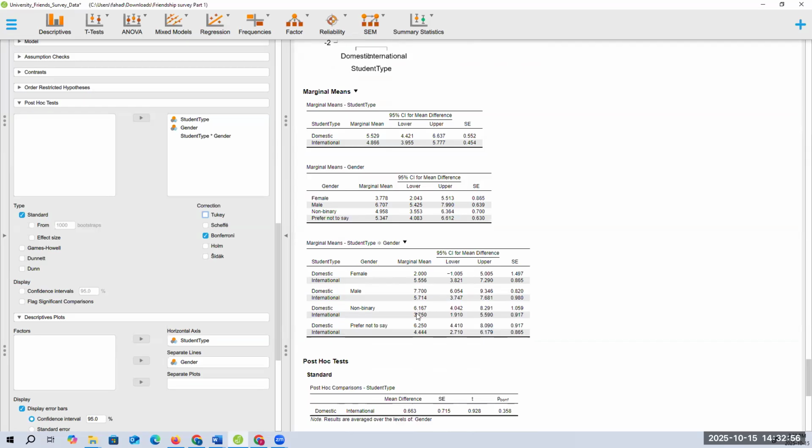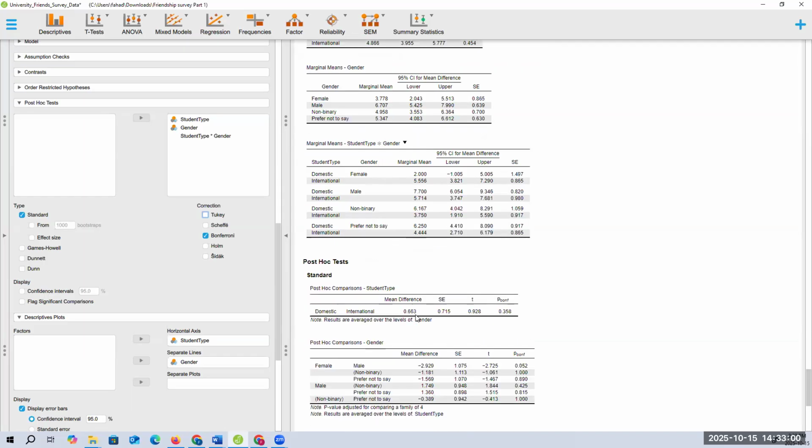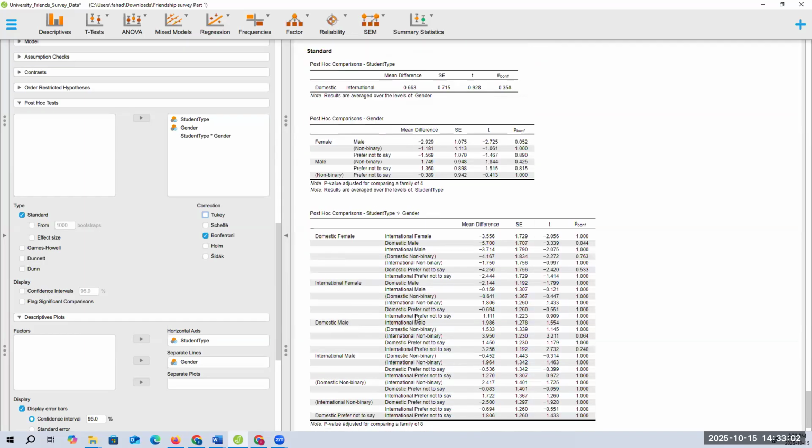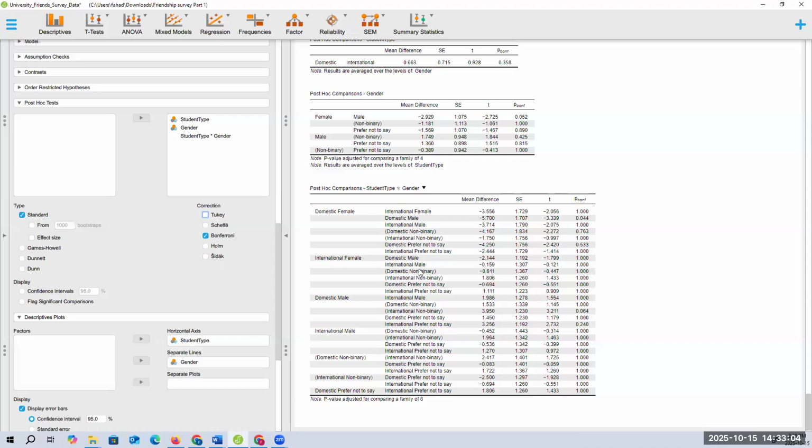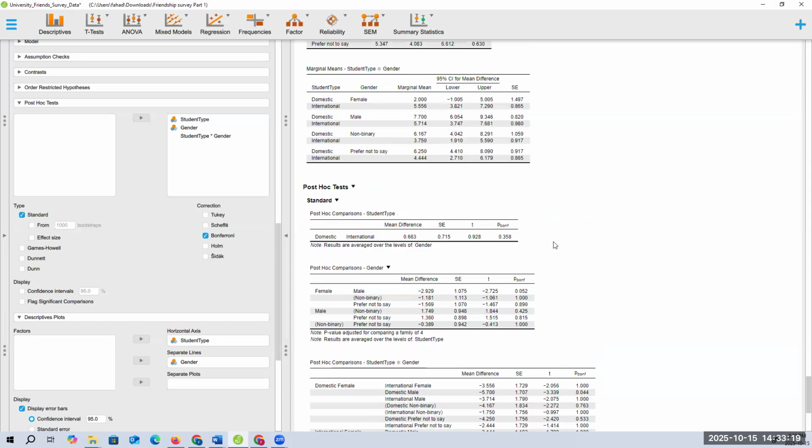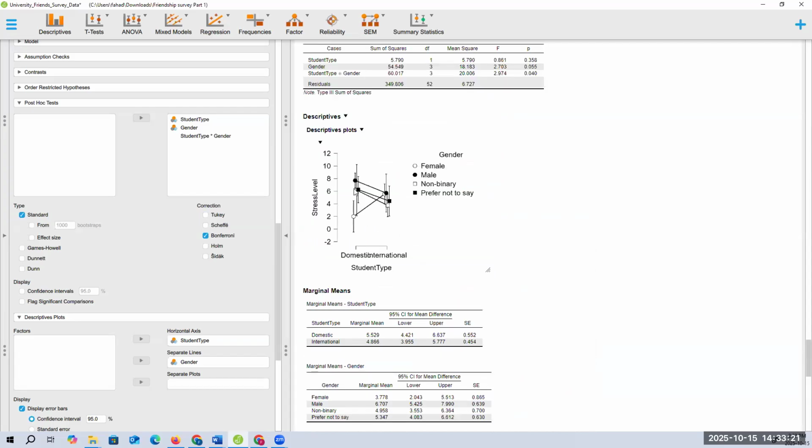Non-binary is higher. 6 is higher than 3. So let's see why the significant is showing up here. Oh, here I see it. Domestic female is lower than domestic male. So that's where that significance is. So it's here. This is where that mean difference is.